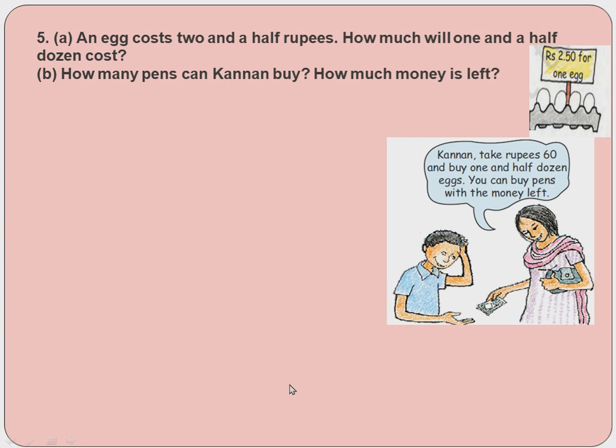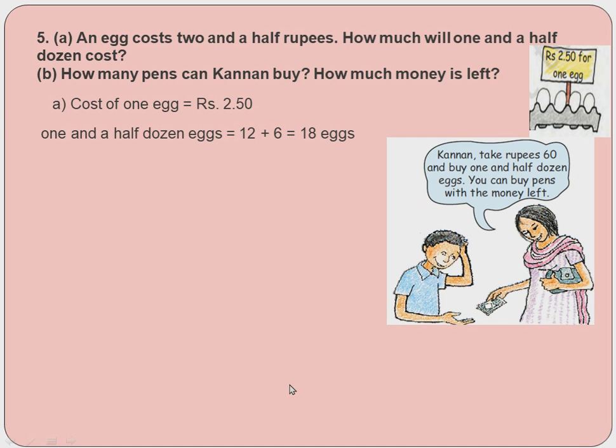An egg costs 2.5 rupees. How much will 1.5 dozen cost? Now, the first question is, an egg costing 2 rupee 50 paisa. 1.5 dozen means how much? 1 dozen means how many items will be there? 12 items will be there in 1 dozen. And half dozen means half of 12. Half of 12 is 12 by 2, that is 6. So 1.5 dozen means 12 plus 6, that equals 18.